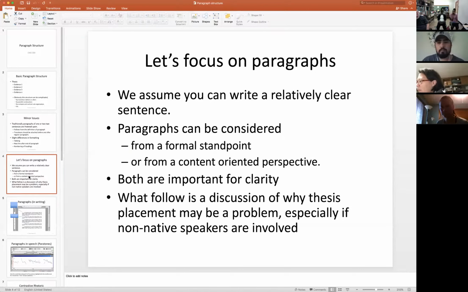Again, I said this last week, I assume you can write a sentence. If that is not the case, we need to talk. But let's make that assumption, okay? So once we make that assumption, you've got a bunch of sentences put together, and we want to consider the paragraph as a unit. Now, there's two ways of looking at it. From a formal standpoint, which is what it looks like, and from a content standpoint, which is what's in the paragraph, what it is that you're saying.